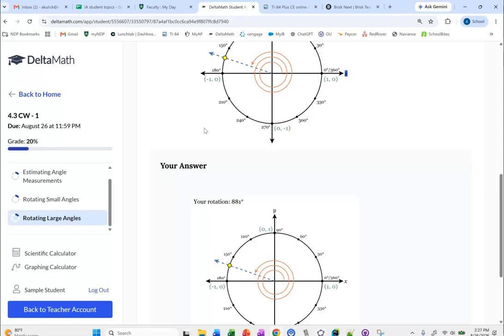Remember, Sunday's homework is the 4-2 Delta Math. We did the 2 classwork assignments today, the CW assignments. The 4-3, we haven't got there yet. We still have much more to talk about here. Ruby, for the second Delta Math, rotate it the opposite way for the negative. Okay.